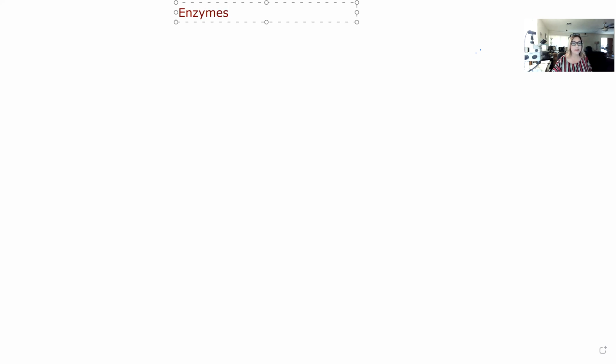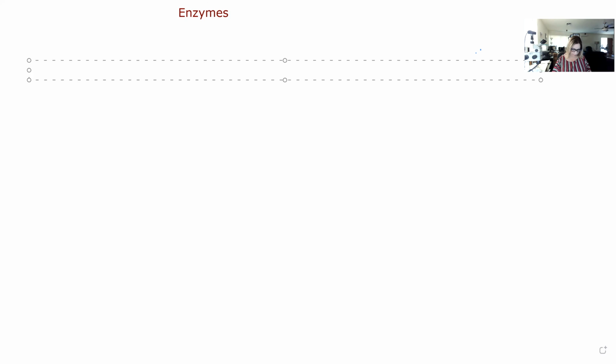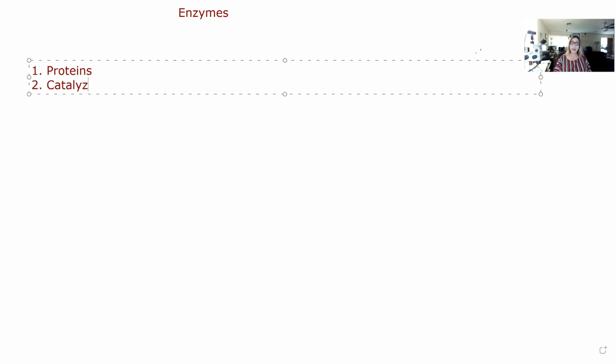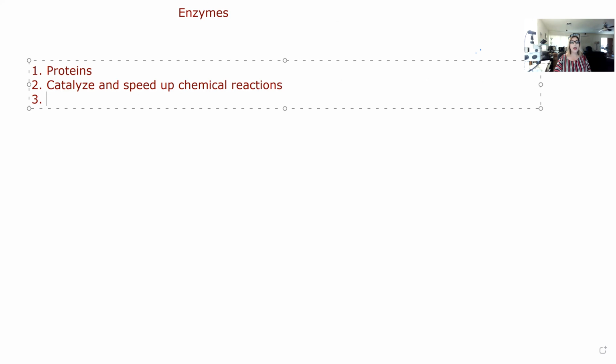Okay, so we're discussing enzymes. Okay, so they are proteins. They catalyze and speed up chemical reactions. An enzyme has what we call specificity. And what that means is a certain enzyme only works with a few given substrates. As an example, there is an enzyme called catalase. Remember that the names of enzymes end in ASE.